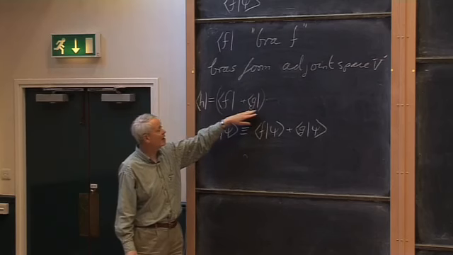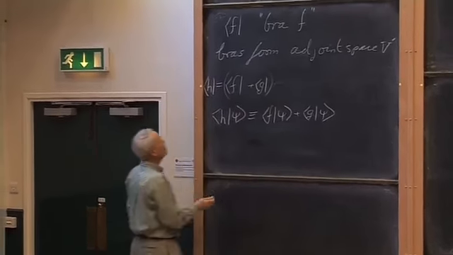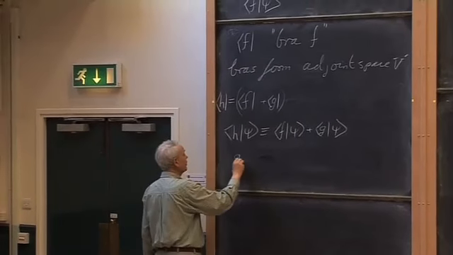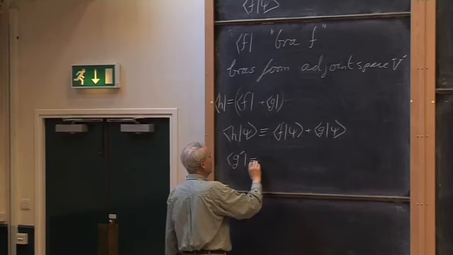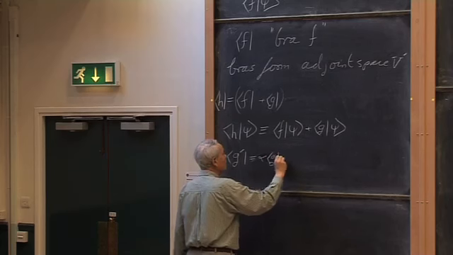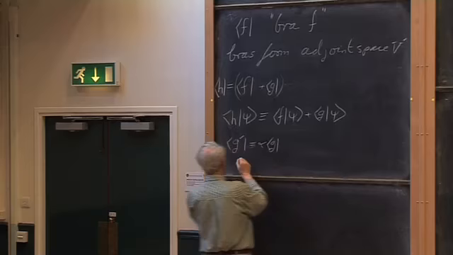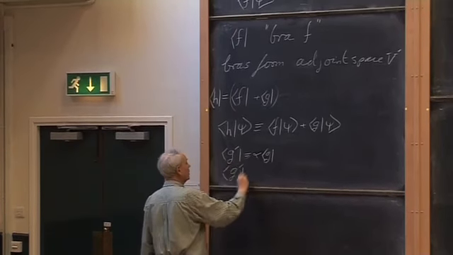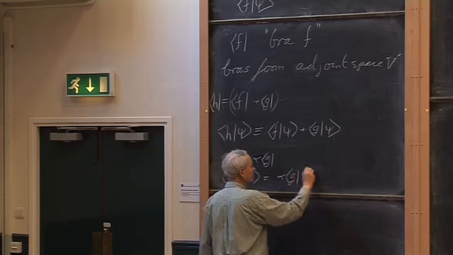So I know what it is to add two functions, and of course I know what it is also to multiply a function by some constant. So I define the bra g primed, meaning alpha g, by the rule: g primed of psi is alpha g of psi.